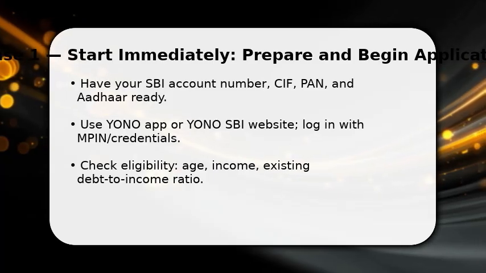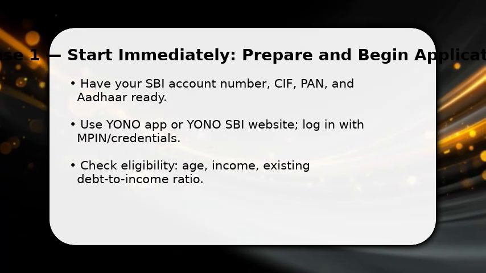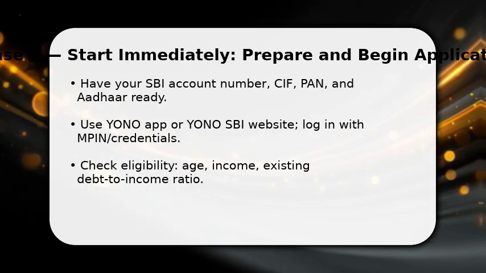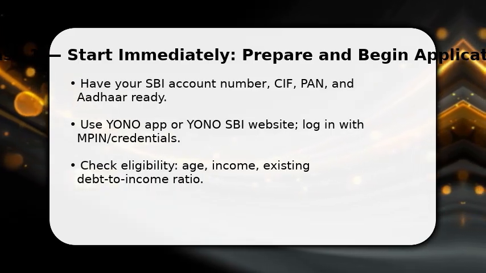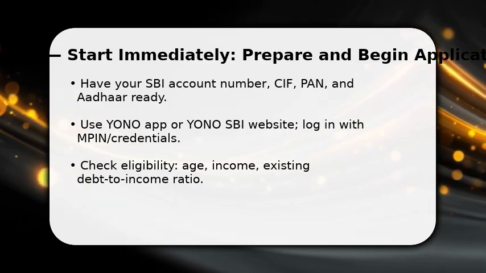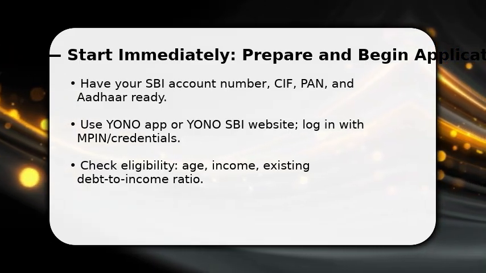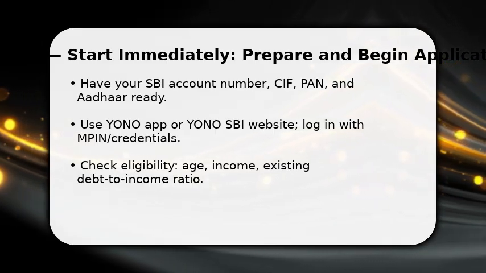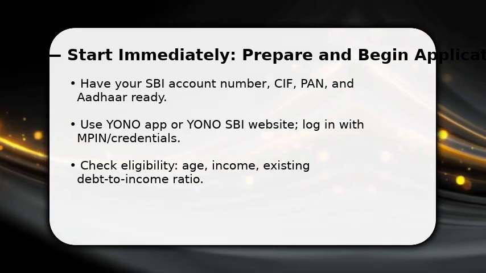You start by confirming eligibility and gathering documents so the application proceeds without interruption. Log into Yono SBI using your MPIN or username and password and locate credit card under Services. Select Apply and choose a card variant based on rewards, fees, and interest rate. This matters because card features affect annual cost.